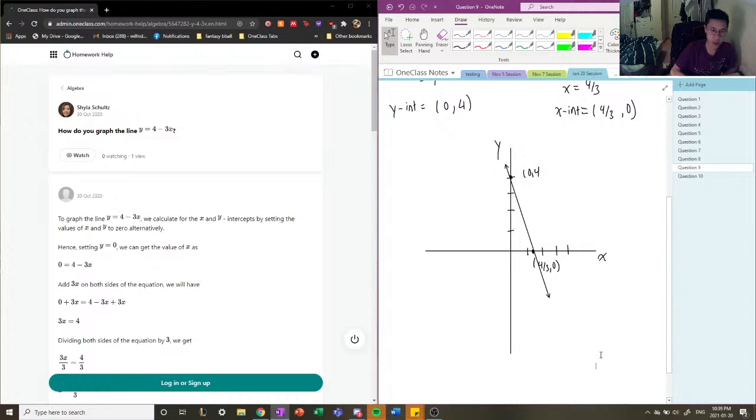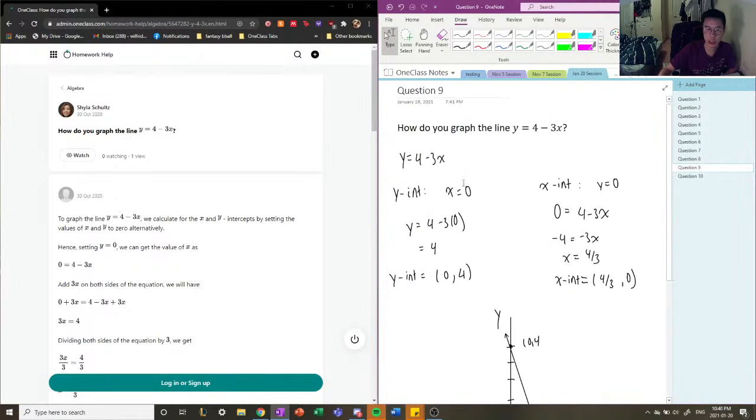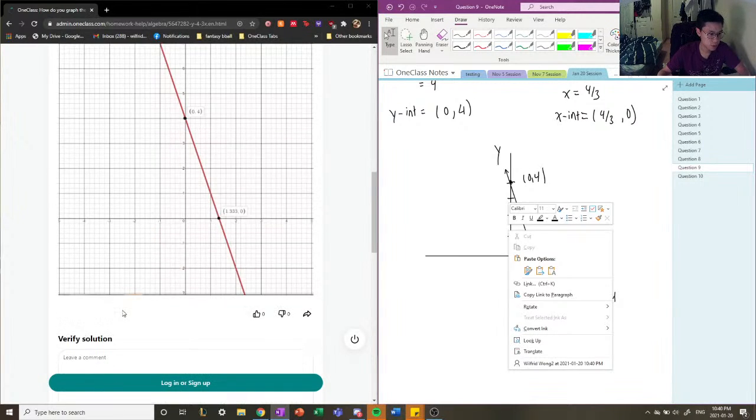So that's our line. With 2 points, all you have to do is find 2 points of the line, graph them, and then draw a line through them. And that's how you graph your line. If you want to double check, you know your line has a negative slope, so it should slope in the negative direction. And you know the y-intercept is (0, 4), which is right there, so this is the correct line. So this solution is correct.